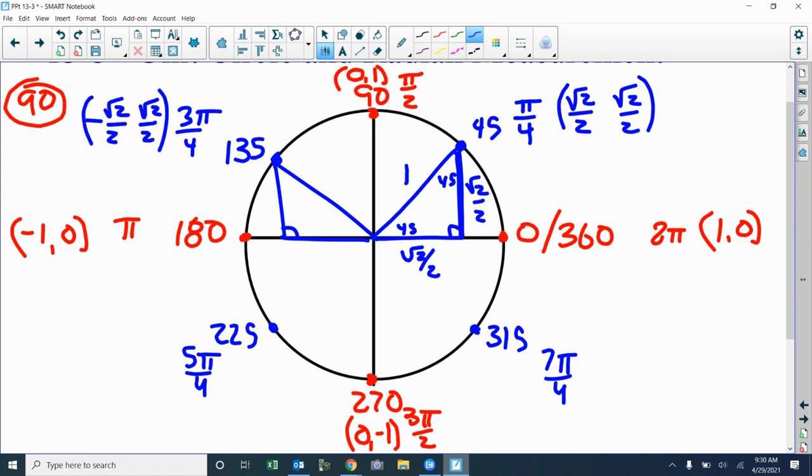You hanging in there? Well, guess what? All the 45 family are going to be the same, just what's going to change is negative and positive. Down in this quadrant, they're both going to be what? Negative, so it's going to be negative square root of 2/2 and negative square root of 2/2.